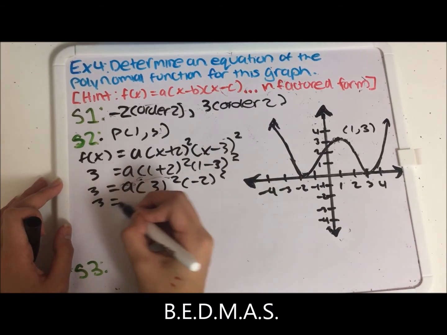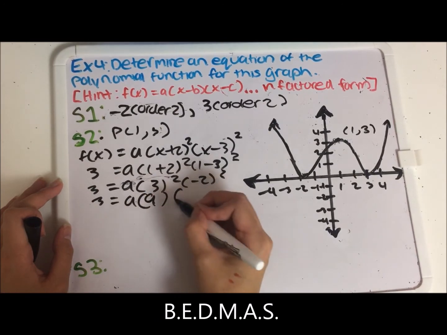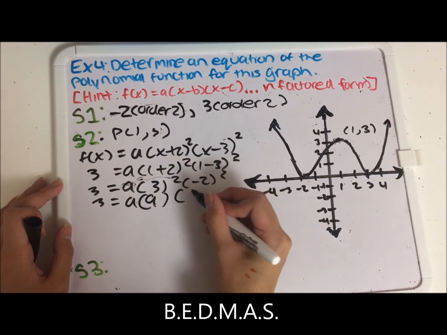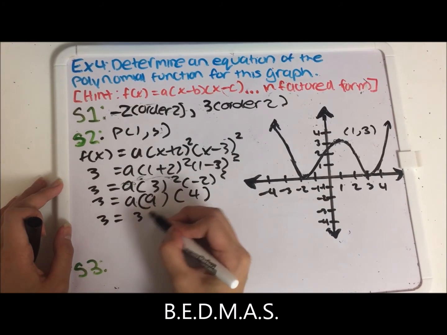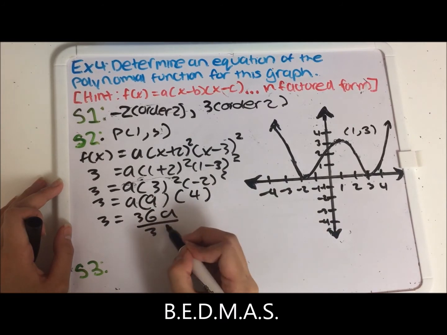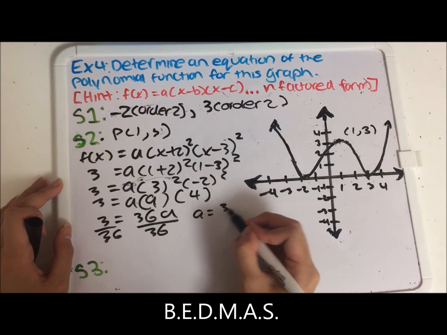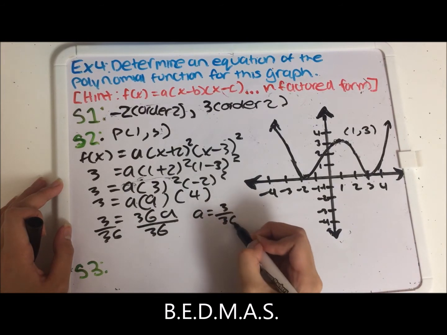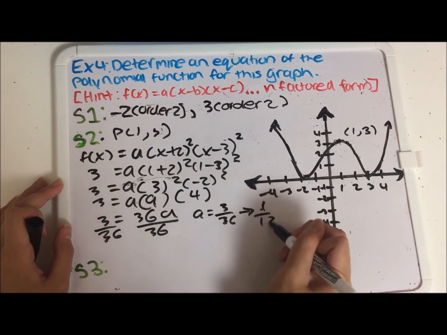Then I'll apply my exponents, which gives me 9 and 4. Then I multiply, which gives me 36a. And then to isolate for a, I'm going to divide both sides by 36, which leaves me with 3 over 36, which can also simplify to 1 over 12.